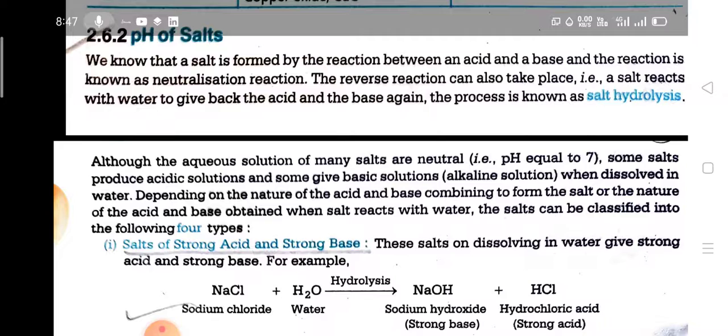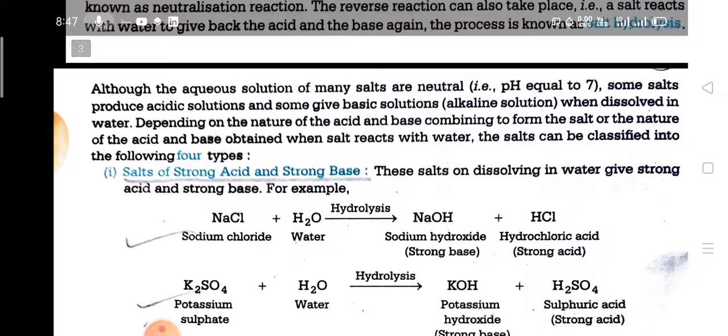And the reverse reaction can also take place, that is, a salt reacts with water to give back the acid and the base again. This process is called salt hydrolysis. So we can say neutralization is the reverse process of salt hydrolysis, or we can say salt hydrolysis is the reverse of the neutralization reaction.